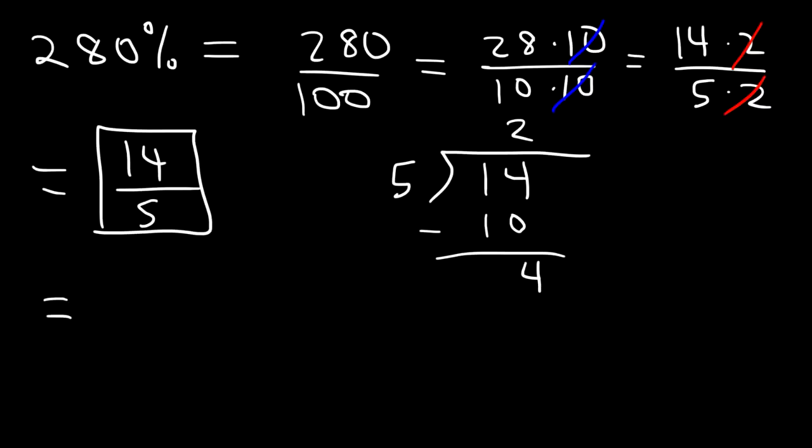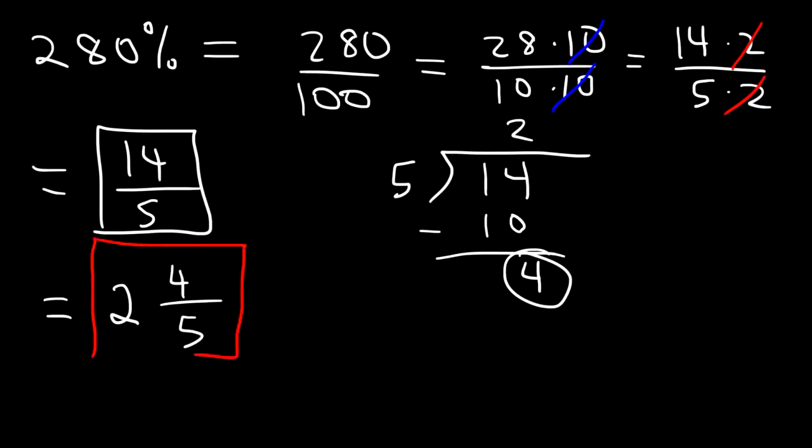So since 5 goes into 14 two times, we're going to have a 2 as a whole number, and the 4, the remainder, will be the numerator of the mixed number, and 5 will remain the denominator. So 14 over 5 is basically 2 and 4/5 as a mixed number, which equates to 280%.